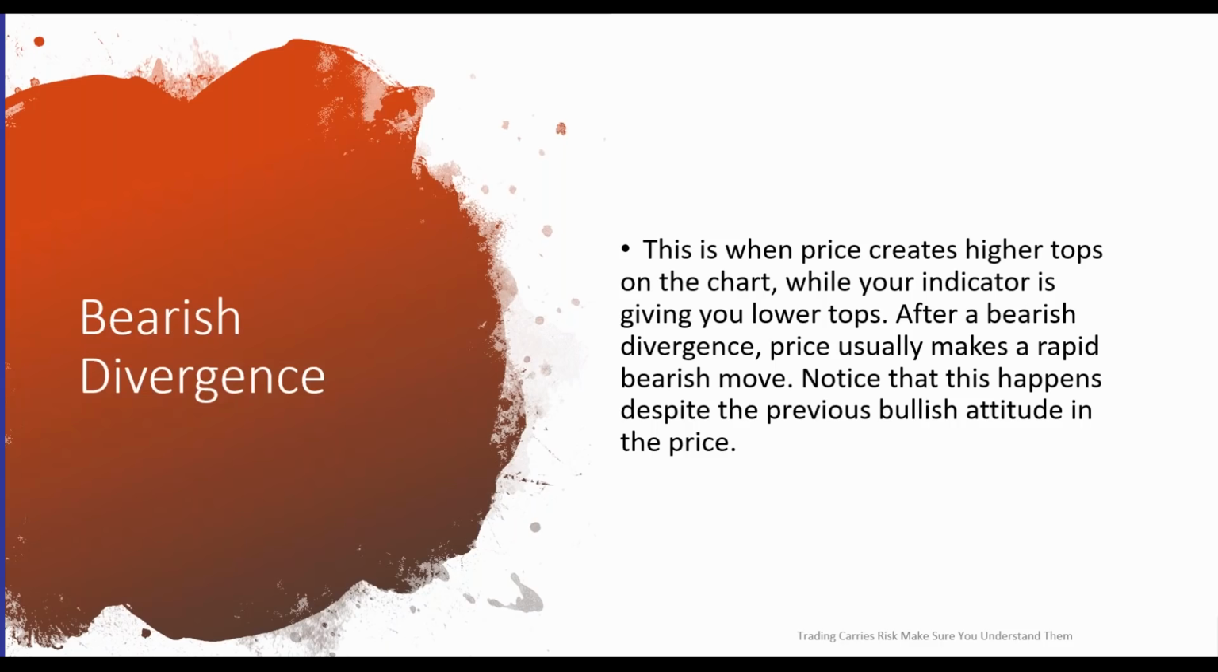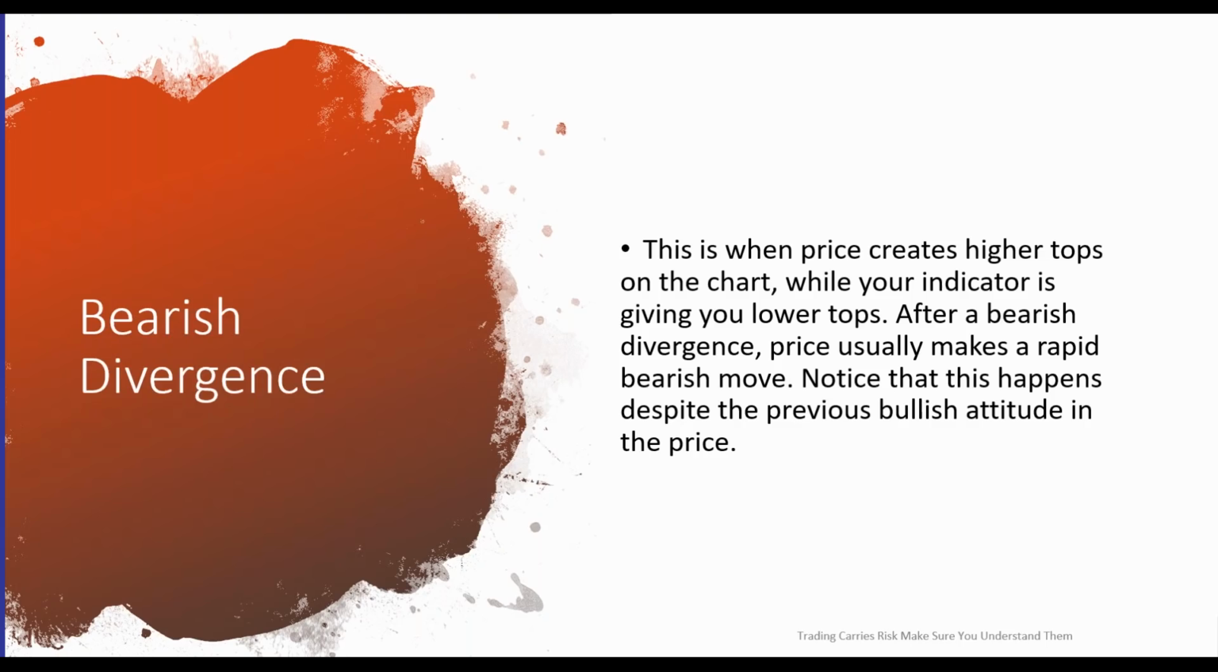So bearish divergence is when price creates higher tops on a chart, while the indicator is giving you lower tops. So bearish divergence isn't during a downtrend, it's during an uptrend. This uptrend is moving up, so it's making continuous higher tops, higher highs. But what's happening is the indicator isn't giving you the same higher highs, it's making lower tops. It can be moving in the same direction, but it's got a trend line that's technically moving down. So after a bearish divergence, price usually makes a rapid bearish move. When an indicator diverges negatively, we would expect price to at some time waver and drop.